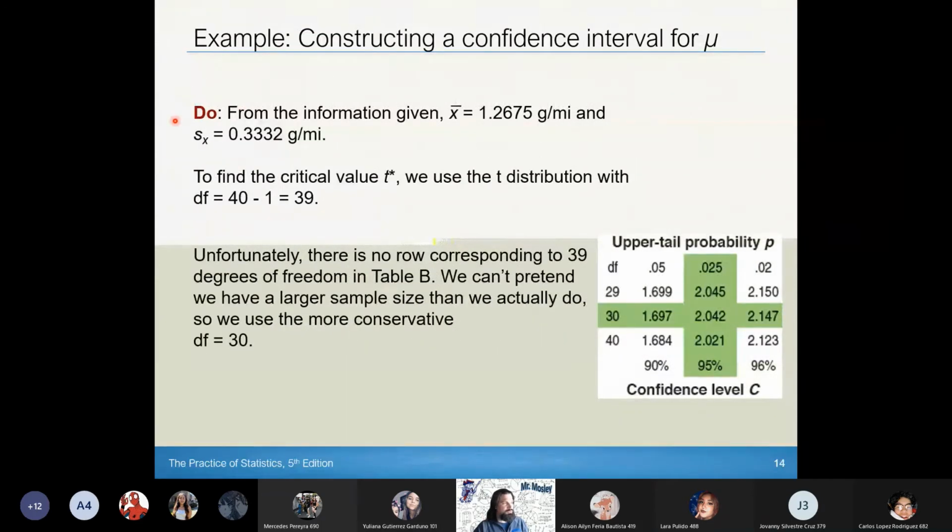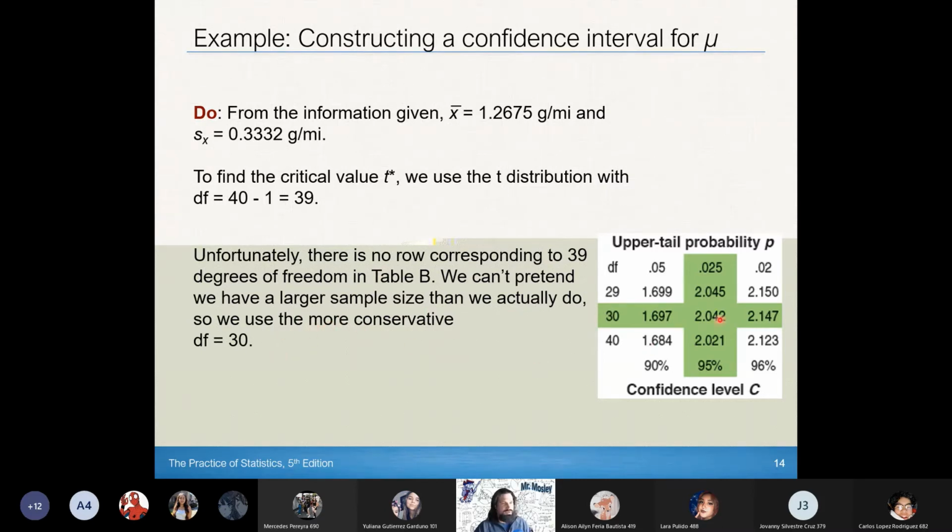Now we're on to the do step. From the given information, x bar equals 1.2675 grams per mile, and s sub x equals 0.3332 grams per mile. To find the critical value t star, we use the t distribution with degrees of freedom 40 minus 1 equals 39. Again, Price is Right rules. We use 30 on the table.